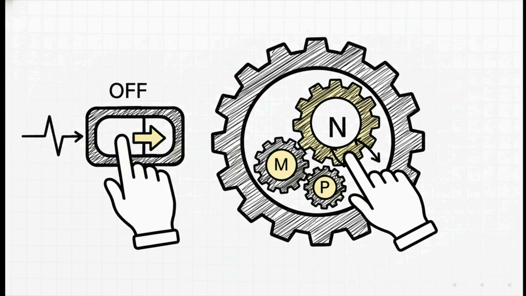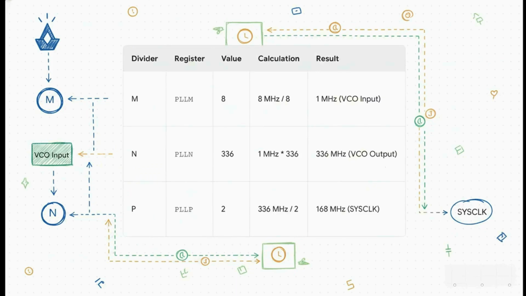Okay, time to configure the PLL's gears. Seriously, just think of the M, N, and P dividers like a gearbox. The M gear divides your input clock down. The N gear multiplies it way up, and the P gear divides it back down to the final speed you want. Now, the golden rule here is that the PLL has to be turned off before you start changing its settings. You can't change gears while the engine is redlining, right? Same idea.